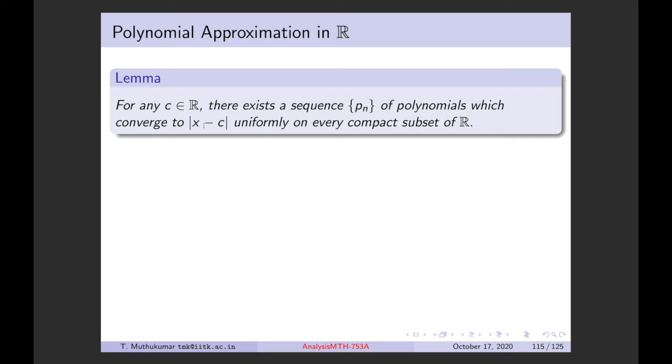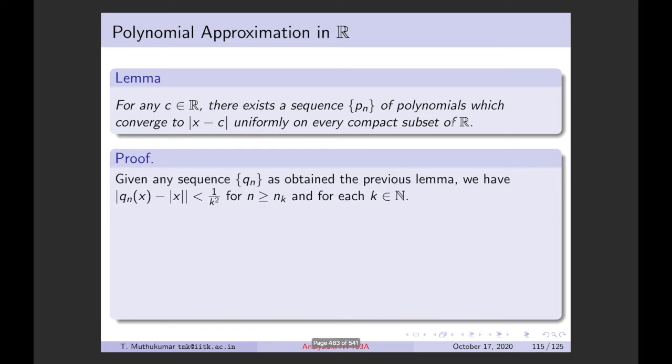And now we generalize it to not just mod x. What we did in the previous lemma was when c was 0. So you can actually do this for any translation of that function, mod of x minus c. You can find a sequence of polynomials which converge to mod of x minus c uniformly on every compact subset of R. So what is the proof of this?